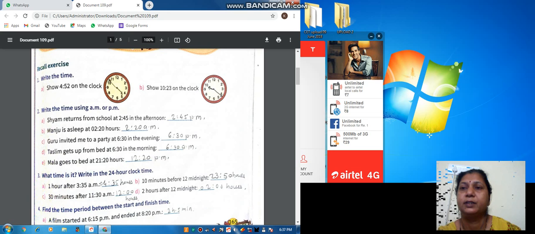Next, Guru invited me to a party at 6:30 in the evening. So see here, it is evening, that means after 12, so it is 6:30 PM. Taslim gets up from bed at 6:30 in the morning. So it is 6:30 AM. Mala goes to bed at 21:20 hours, that is 9:20 PM.